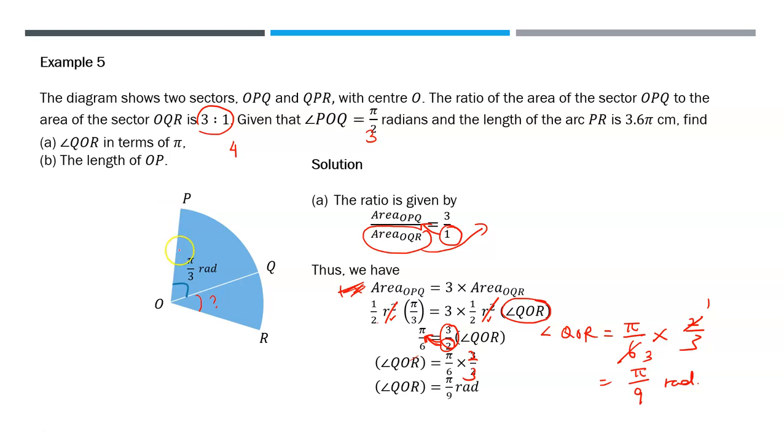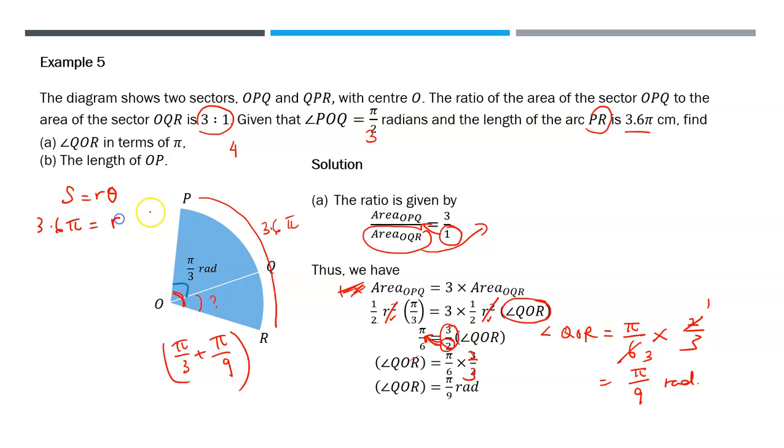The length of OP. So you want to find the radius. Okay. So how you find the radius? You know the length of arc PR ni adalah 3.6 pi. Kan? And you know the angle sekarang ini. Angle is pi over 3 plus pi over 9, the total angle. So we are using the formula of length of arc. So S is 3.6 pi. R you don't know, this is your R. Theta is pi over 3 plus pi over 9. Kan? And then, bawa lah pergi sebelah.